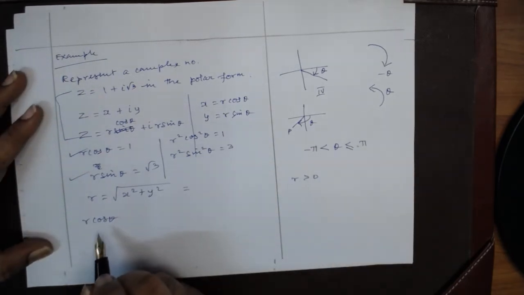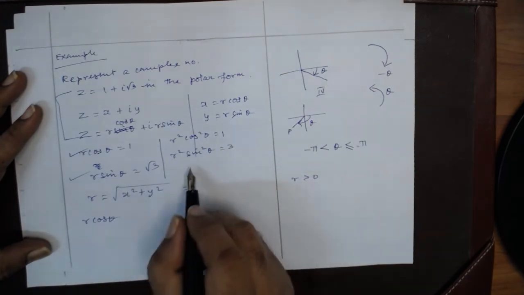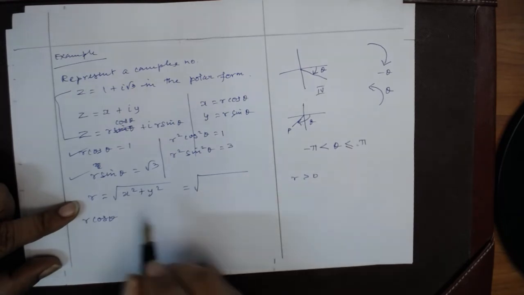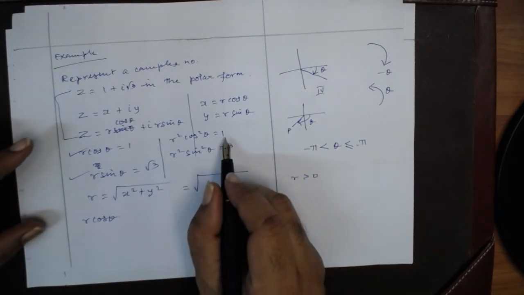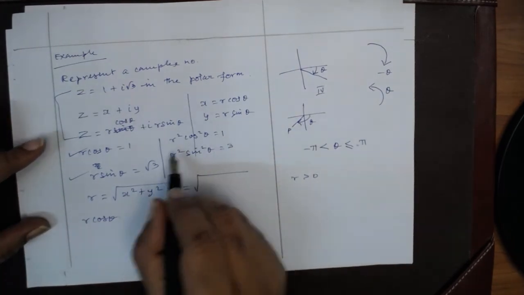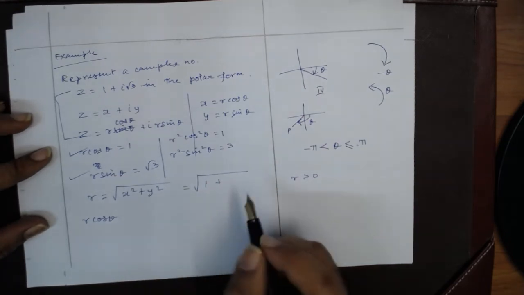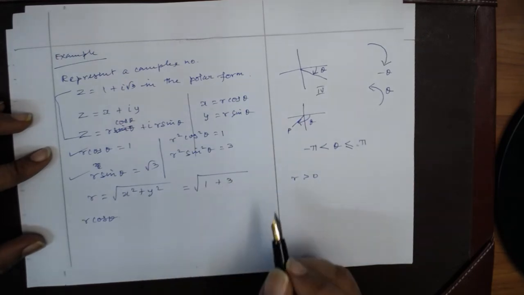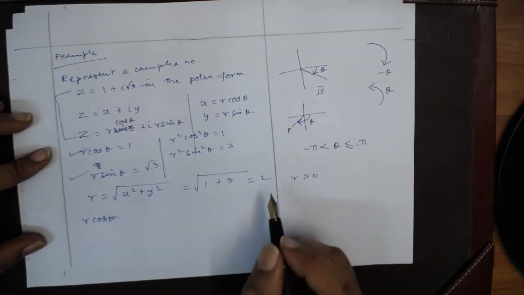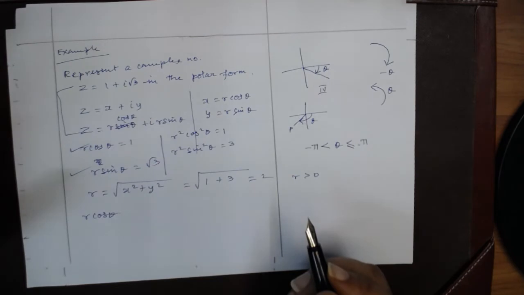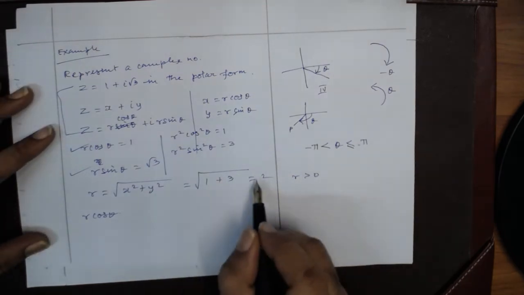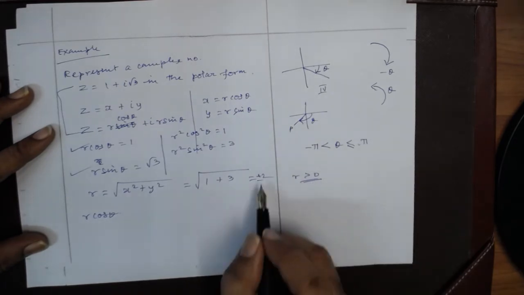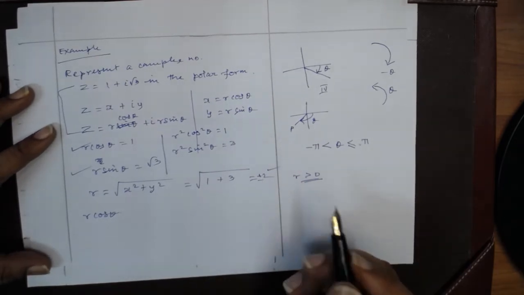Now let us find out r here. So r is equal to the square root of x squared plus y squared. So the whole square root of what is x squared here? From this, 1 plus how much? 3, is it not? So 1 plus 3, 4, square root is plus or minus 2. And it should be greater than 0. So we take only the positive value.